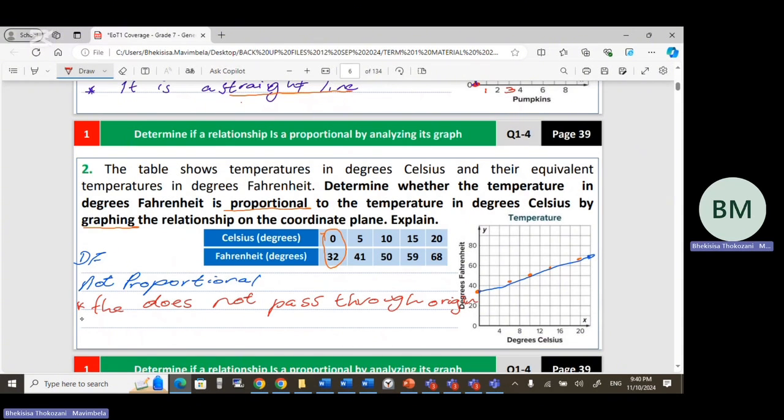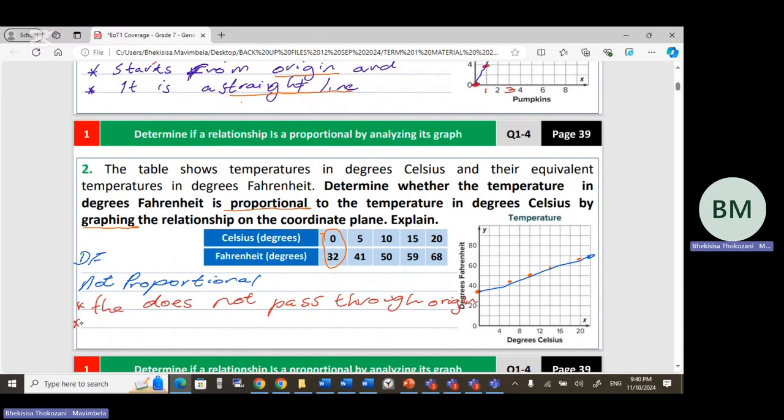Okay, and also you can just say that it does not pass through the origin. That should be perfect.